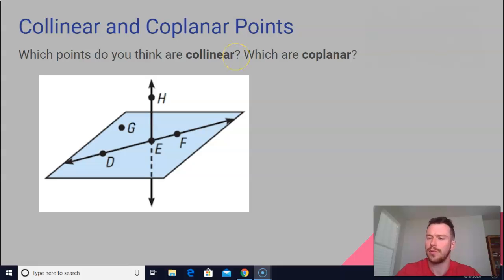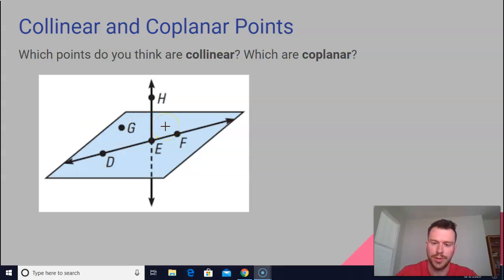Collinear points, if we think about it, we see the word line in the word collinear. So collinear points are on the same line. So collinear points would be D and E, or D and F, or H and E, okay? And if we want to take it just a step further, G and E are actually collinear as well, because even though we don't see them on the same line, we could draw a straight line through them and pretend that that's perfectly straight.